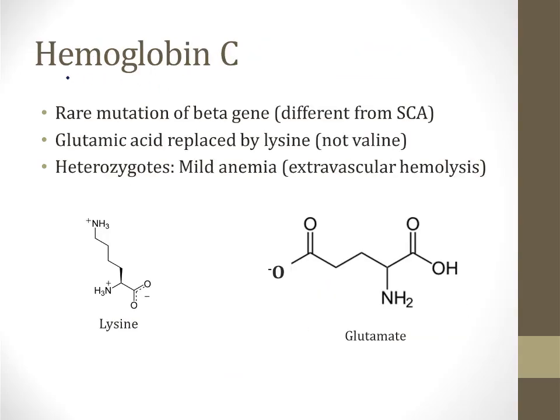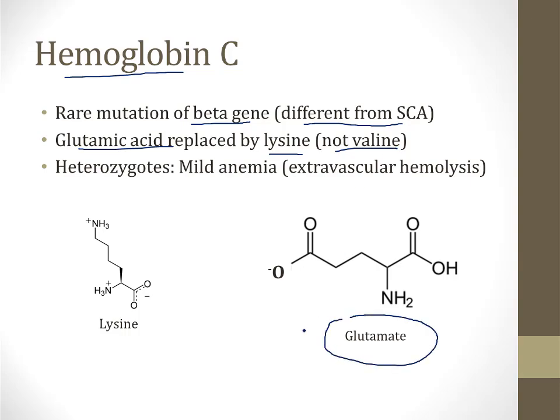The last topic for this module is hemoglobin C. This is a rare mutation of the beta gene that is different from the mutation in sickle cell anemia. In this condition, glutamic acid is replaced by lysine, not valine. Let's look at the bottom of the screen. This is the structure of glutamate or glutamic acid, and in hemoglobin C, it is replaced with lysine, not valine. Lysine is more polar than valine, therefore this is not as severe a change in protein structure as occurs in sickle cell anemia.